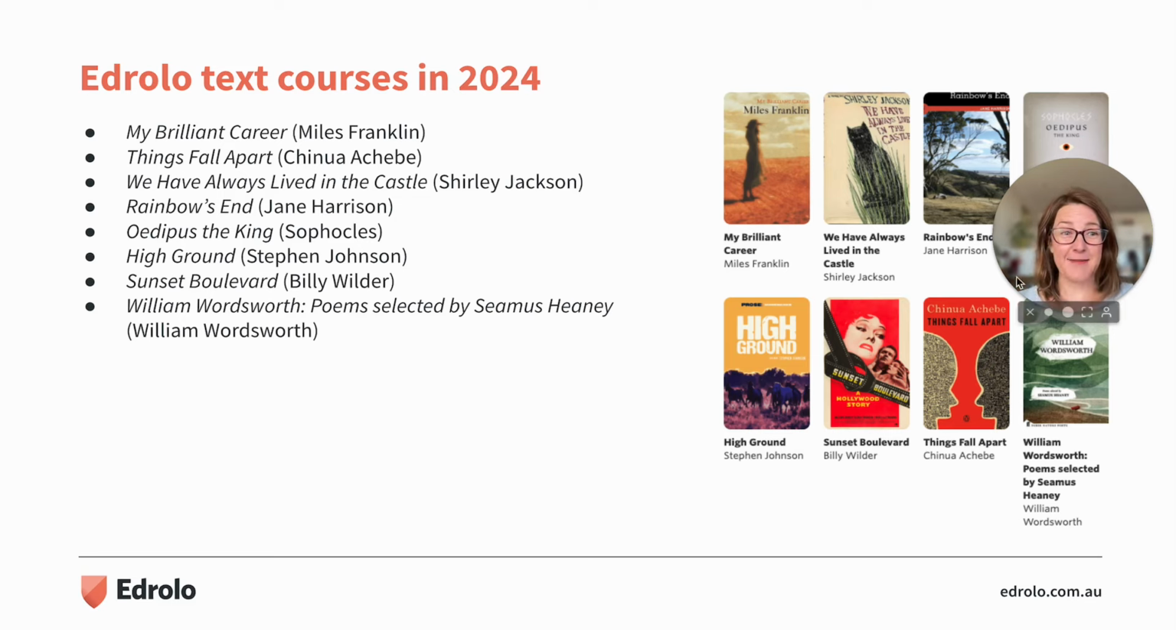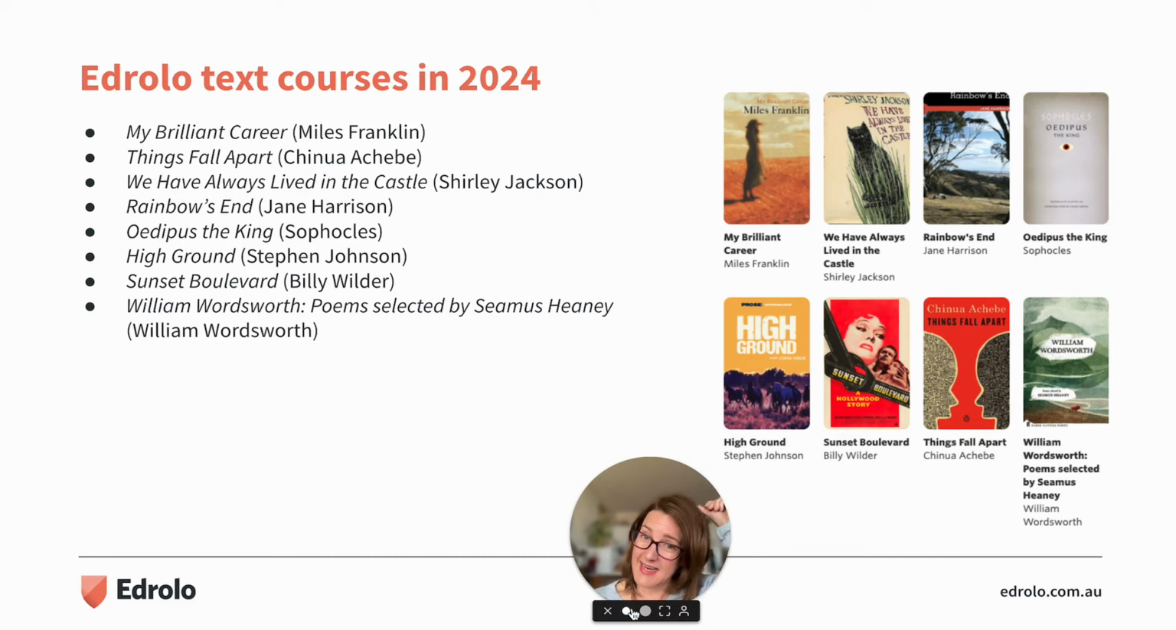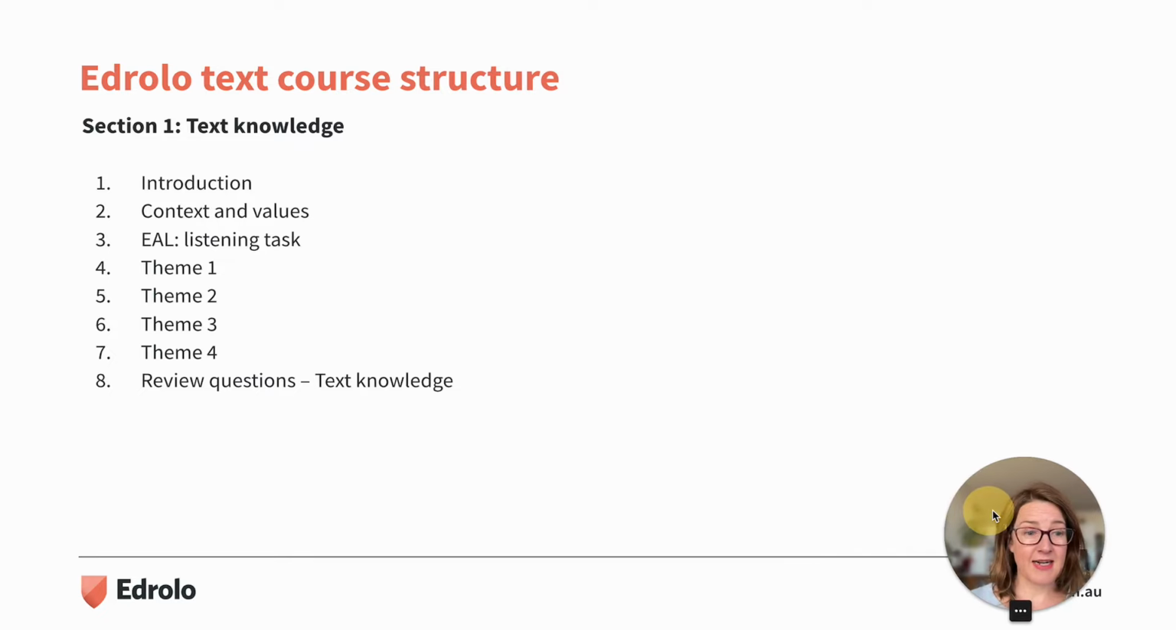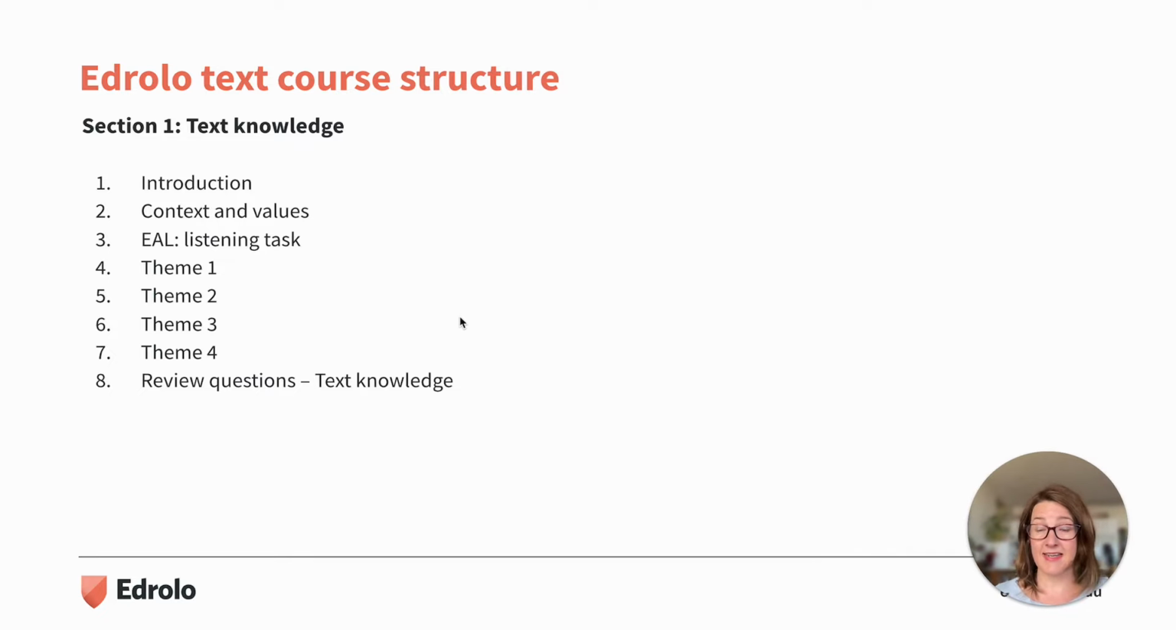So what is EdRoller doing? Let's jump back quickly to the text courses that we'll be building for 2024. Again, very excited here. So our new text courses are split into two sections, text knowledge and essay skills. So in the text knowledge section on this slide here, we have one lesson on context and values, followed by a lesson that supports the EAL listening task, which relates to the context and values of the text. After this, we've got 3 to 4 lessons on key themes in the text, and finally a set of review questions to test students' understanding of the content in this section.